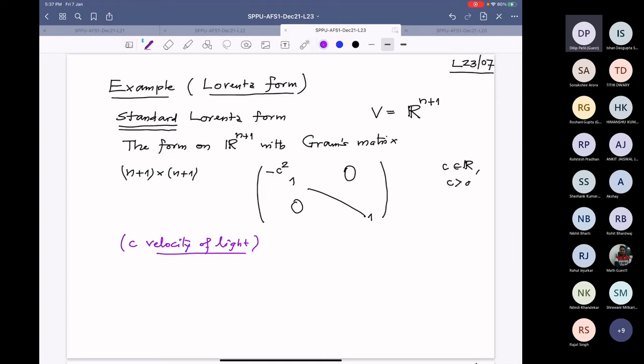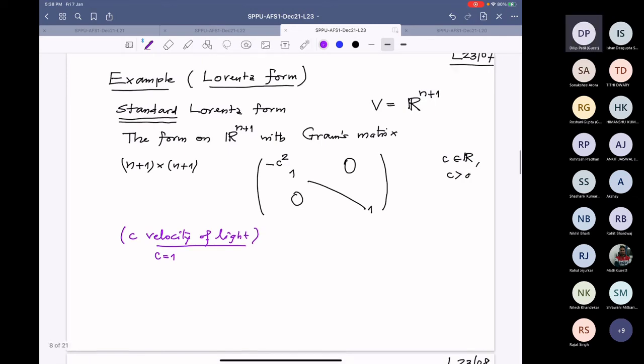Which you can normalize when C equals 1. That is normalized because normalization means you have changed the basis so that that entry becomes -1. All right, now what is the light cone in this case?